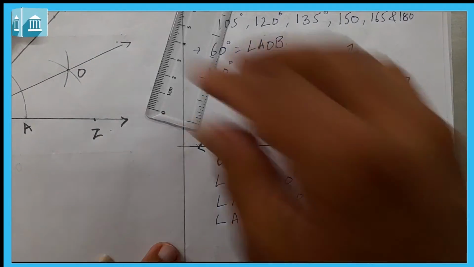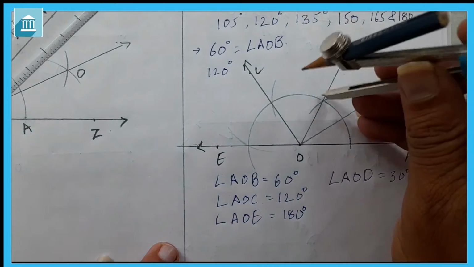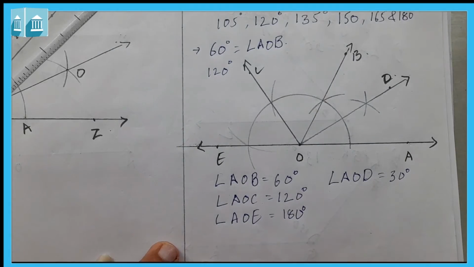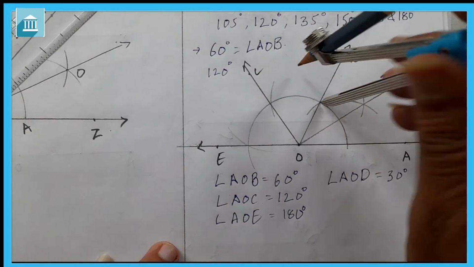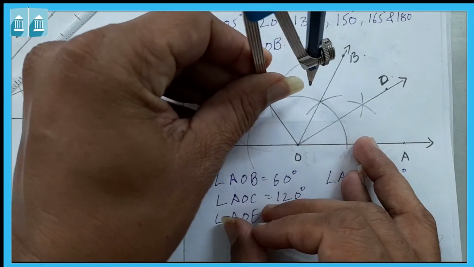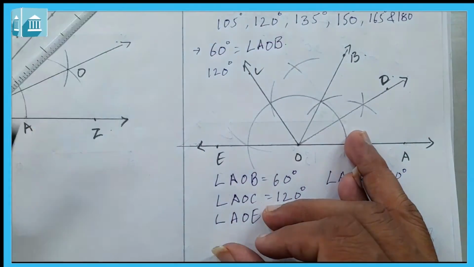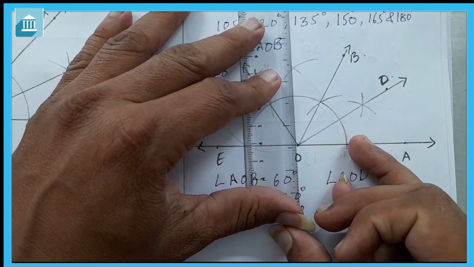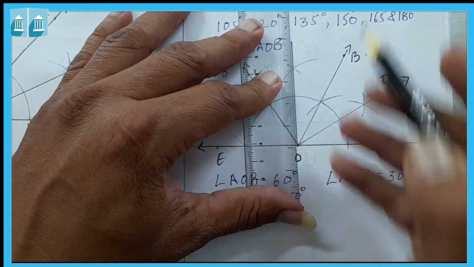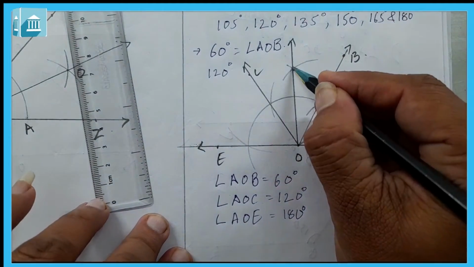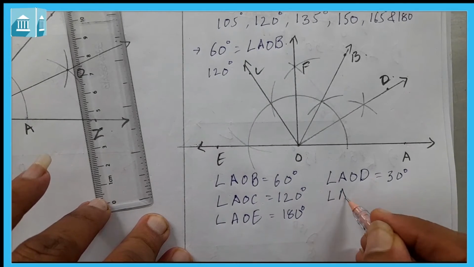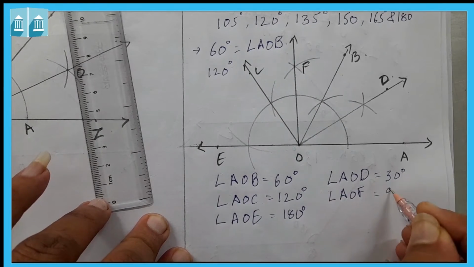So 90 degree also if you want to draw, so radius more than half of this. 90 degree means between 60 and 120 degree. So radius more than half of this. We can draw here one and another we can draw here. So it will be our, let it be F. We can say here angle AOF is equal to 90 degree.